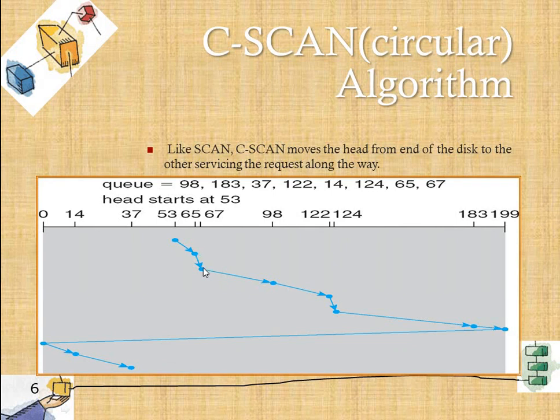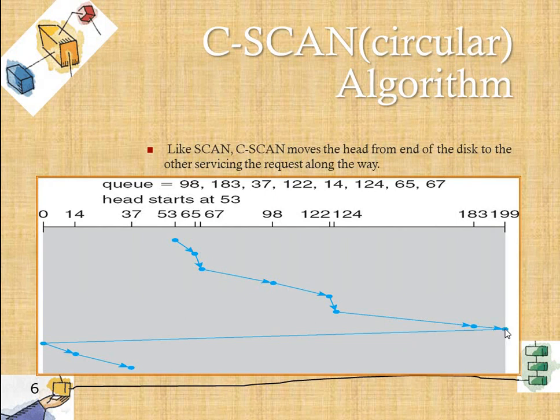Next request is then 67. Next it goes to 98. After 98, it moves to 122. From 122, it visits 124. From 124, 183. From 183, it does not stop here, but it moves till the last end, that is, till the end of the disk, which is 199.